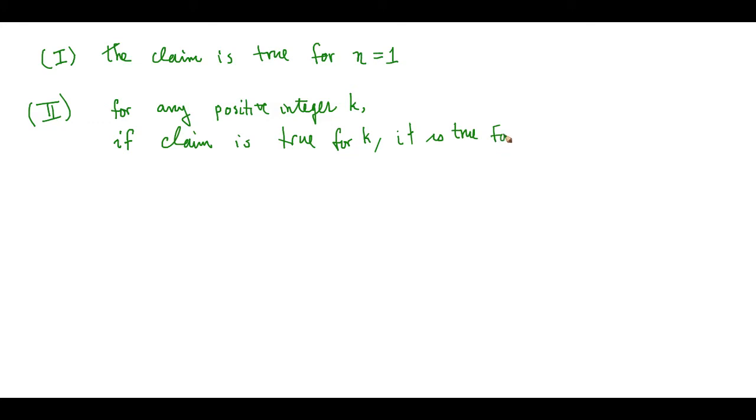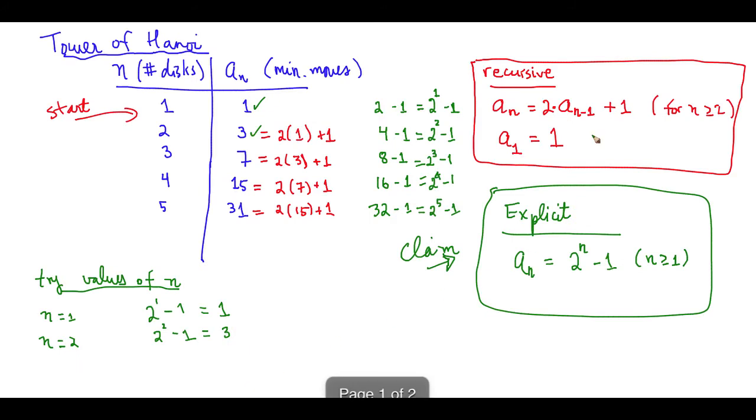Okay, so if the claim is true for k, it must also be true for k plus 1. And let's just think about what this is saying. We break this into two parts. The claim is true for n equals 1, and then for any positive integer k, if the claim is true for k, it is also true for k plus 1. And you can see that that sort of mimics the recursive part here.